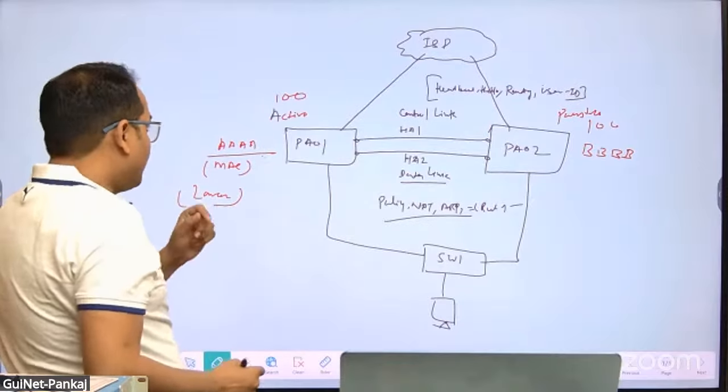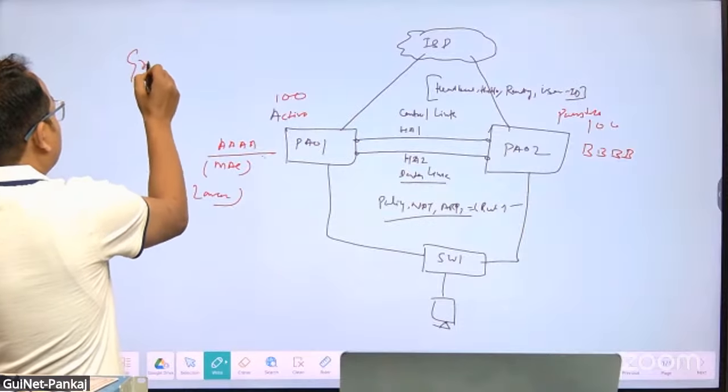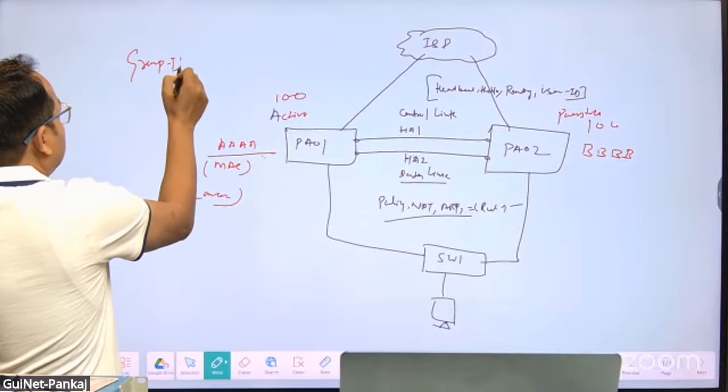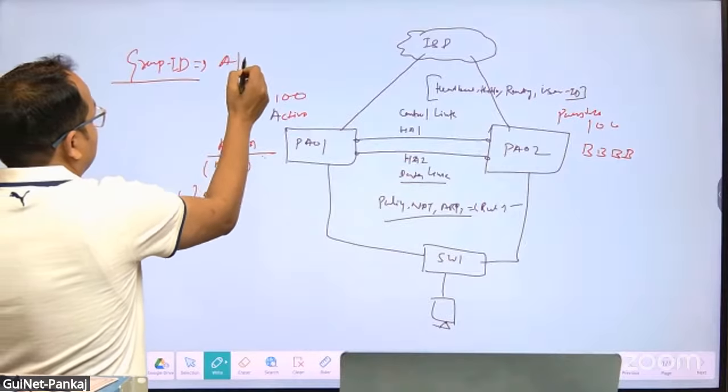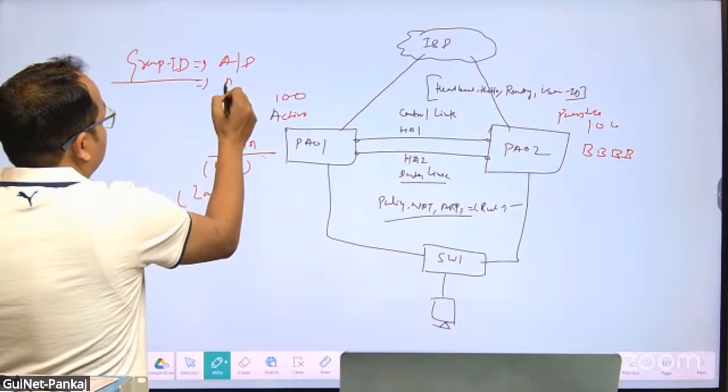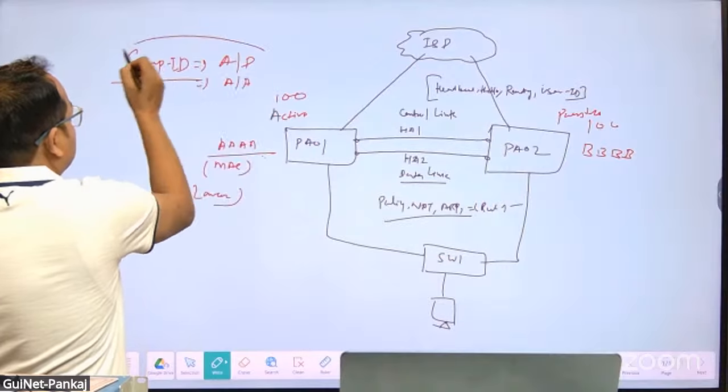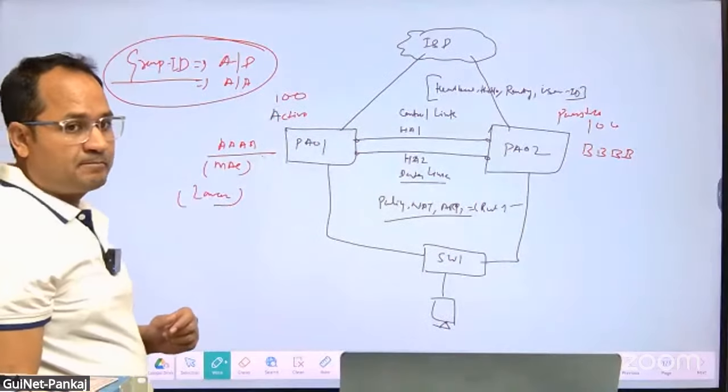Now we discuss the group ID, right? What is the use of the group ID in case of the active passive and in case of the active active? Anyone? What is the use of the group ID?